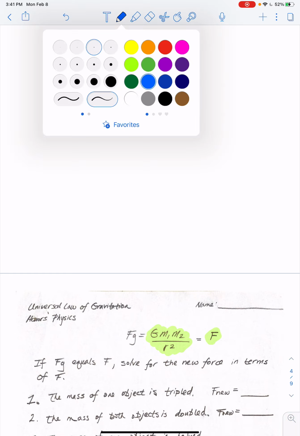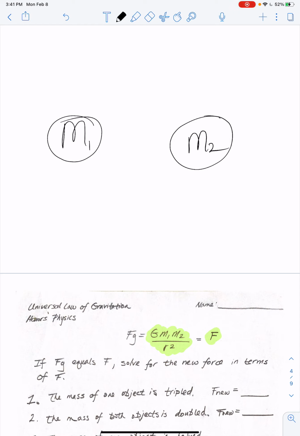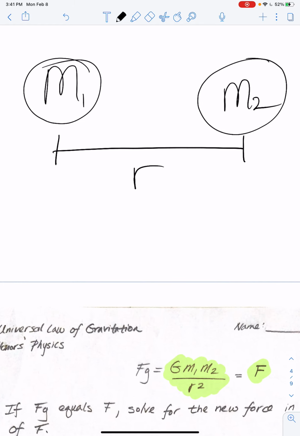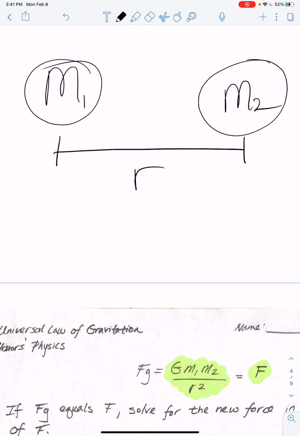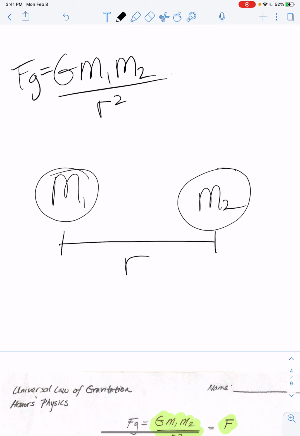Let me go ahead and draw two objects up here and show you really quick. Object 1 is this circle right here. Object 2 is right here. We'll call this M2. The distance from center to center is R. We know there's some force of gravity between these two masses, and Fg is equal to G M1 M2 over R squared. This we're calling F. So this force right here is F.